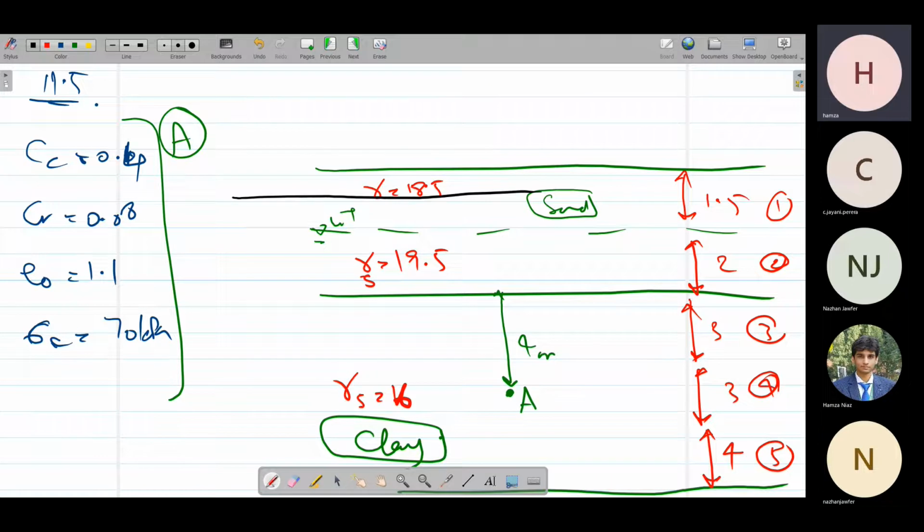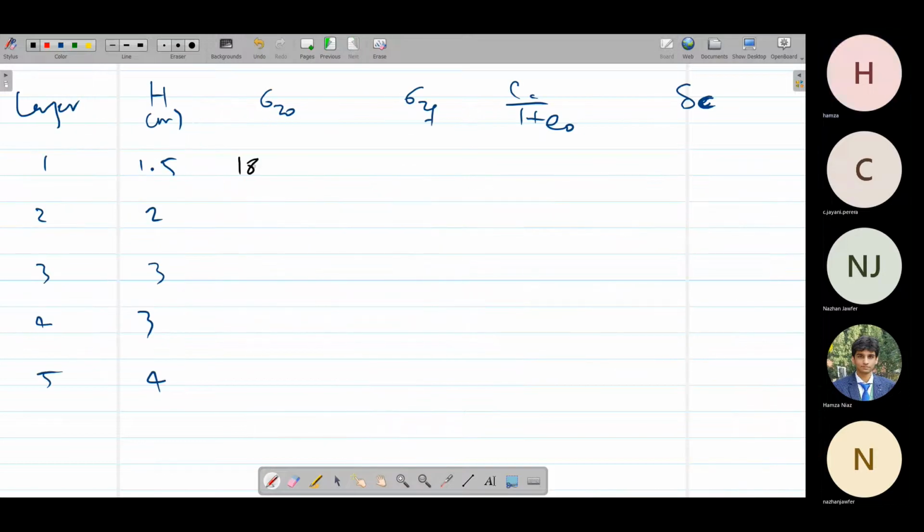So for example, this is the first layer. The overburden pressure at this layer would be simply 18.5 into 1.5 by 2, because the whole layer is 1.5 meters thick. So we'll get this 18.5 into 1.5 by 2.